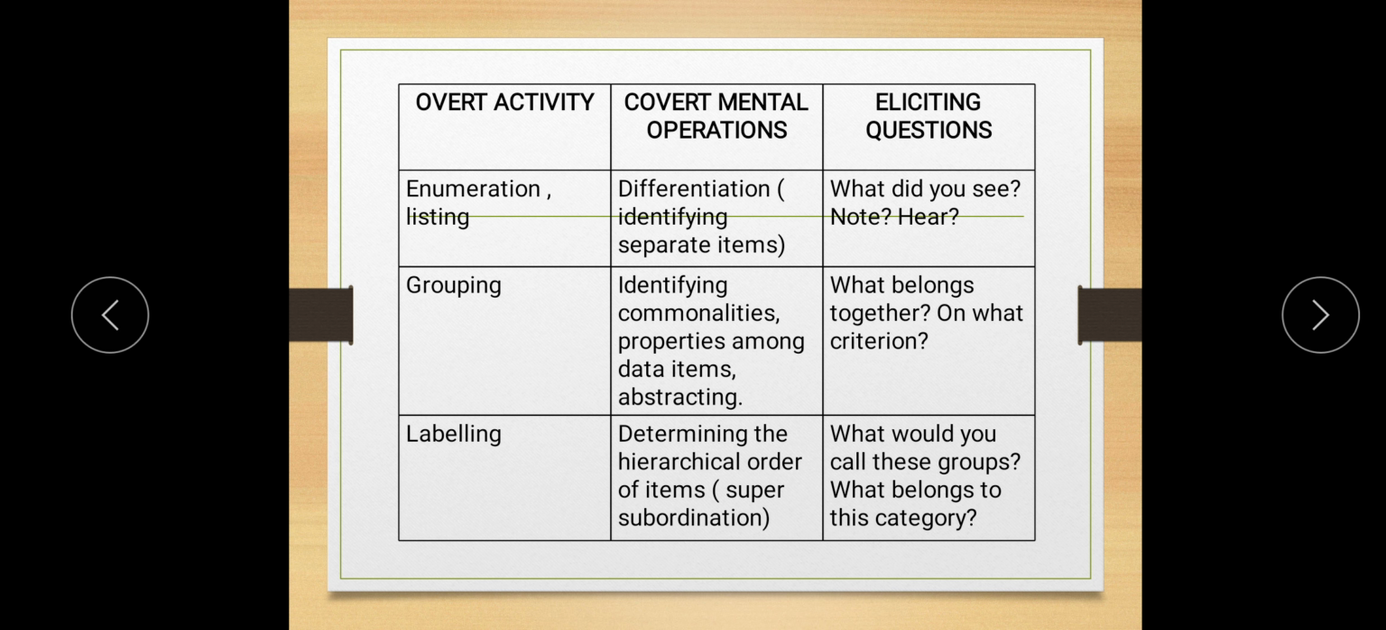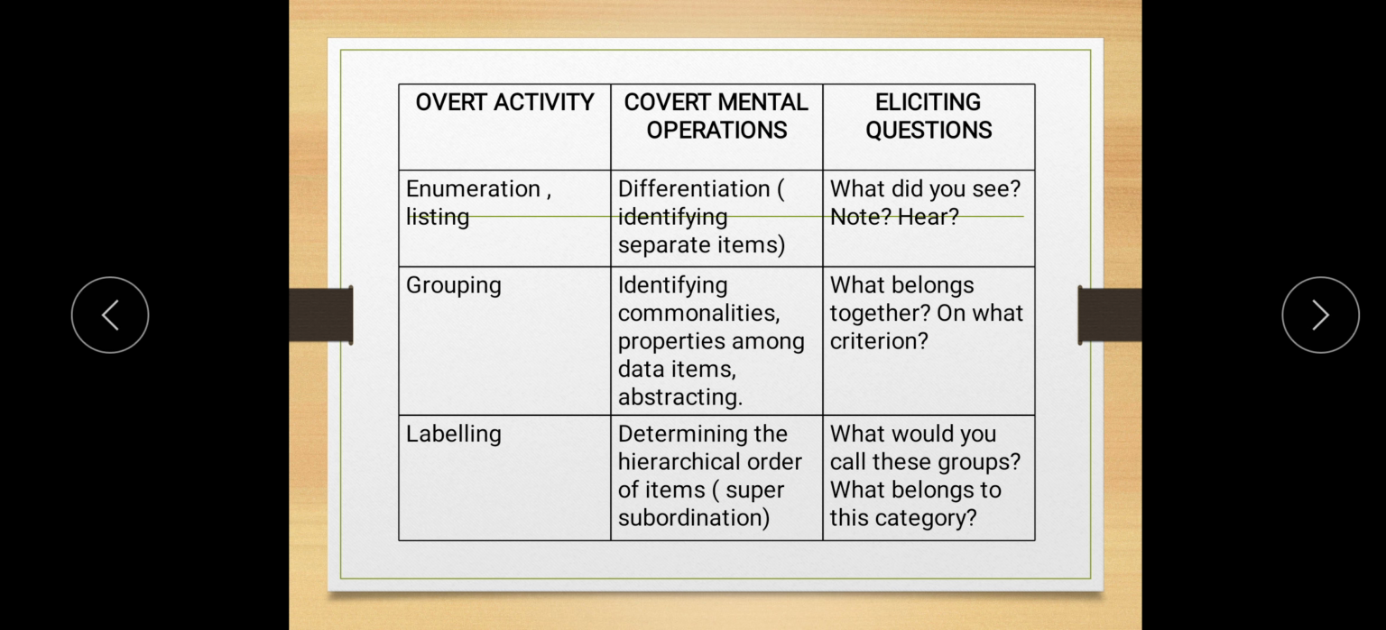Now enumeration and listing. When you apply this model in the classroom, the first thing that you need to tell the students to do is to differentiate or separate the items based on whatever criteria they think is applicable to the given data. Some students will classify them as carnivores, herbivores and omnivores. Some will classify them as domestic and wild animals. Some will classify them on the basis of the animals which they like and don't like. Likewise, various categories or criteria they might choose to differentiate. So the first thing that they will do is differentiate or list.